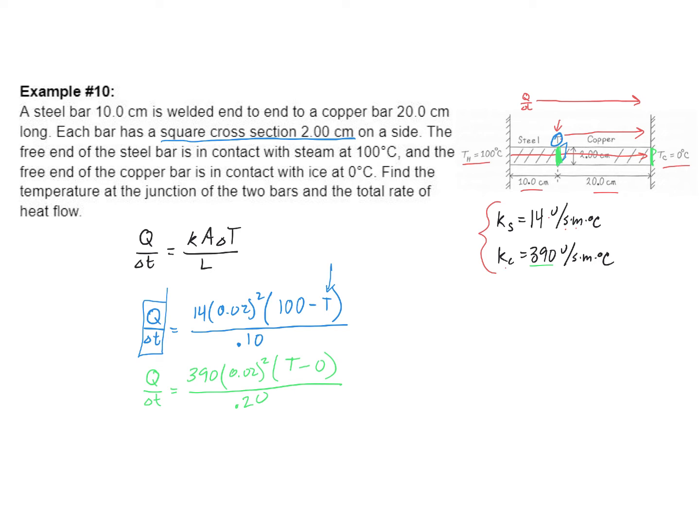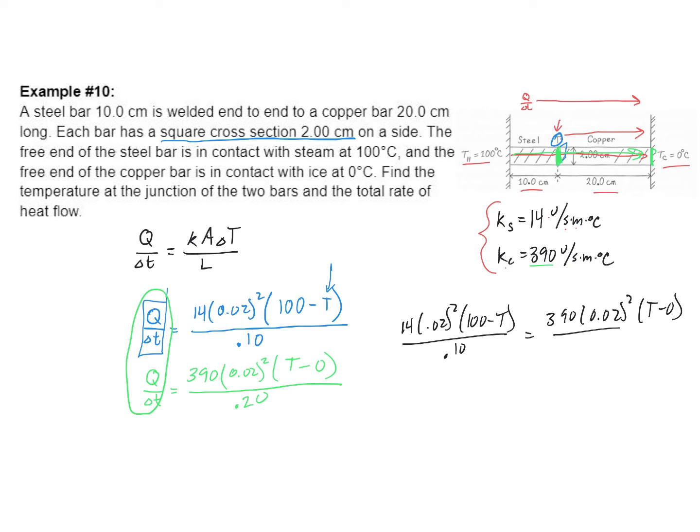Now, at this point, I can say, because it's all one path, those two rates of heat transfer, or heat flow, have to be the same. These guys right here need to be equal. And so what I'm going to do is just put them together. So that means that 14 times 0.02 squared times 100 minus T over 0.1 must be equal to 390 times 0.02 squared times T minus 0 over 0.20. And those two things are going to have to be equal.